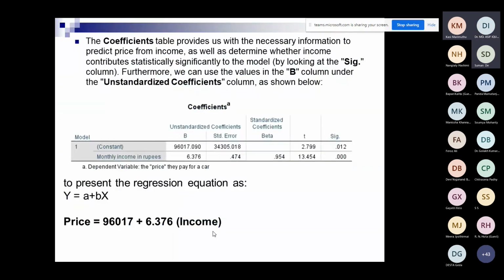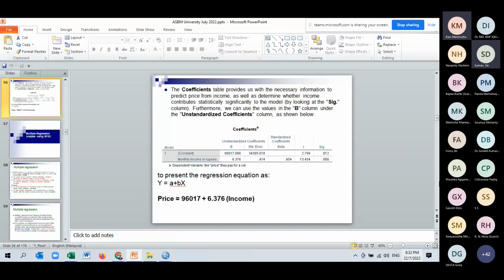Will you repeat this one, the coefficient, please? Yes, one minute, sir. We'll run the analysis, then I will explain to you. Okay, sir. Run the analysis, then I will explain. Yes, please open the file.